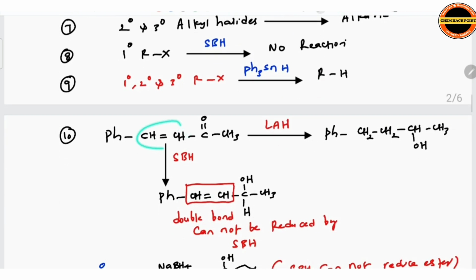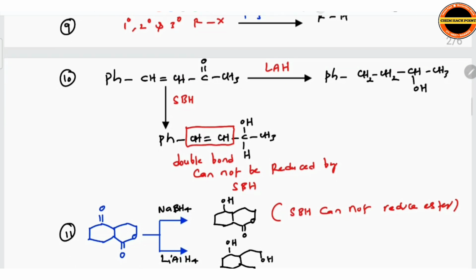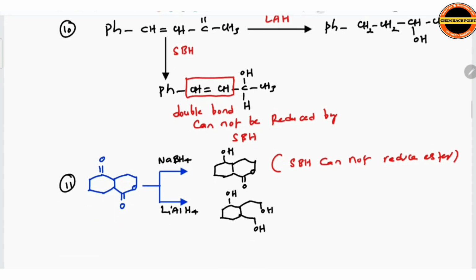For example, if I take a double bond in the cinnamyl system, that is Ph and C=O, if there is a double bond between these two, LiAlH4 can reduce even this double bond along with the carbonyl group. But SBH cannot reduce the double bond, even if it is between Ph and CO. And here is one example: sodium borohydride, SBH, cannot reduce ester. See here, this ester group is as it is. Only the carbonyl group converts into alcohol here. But lithium aluminum hydride can reduce the carbonyl group as well as the ester group into OH, that is alcohol.